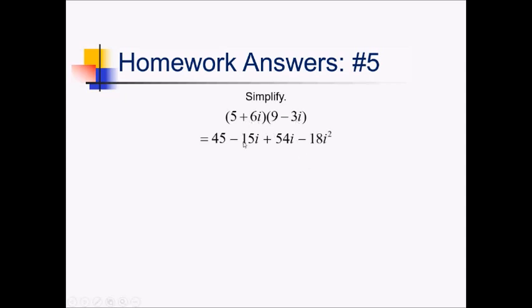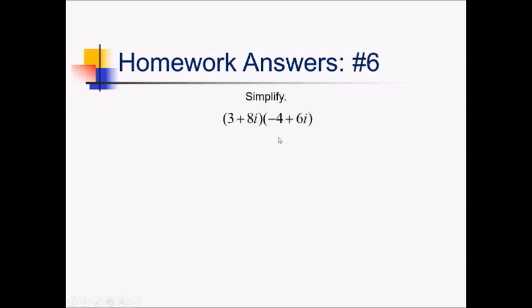So we've got negative 15i and 54i can be combined. That's going to be positive 39i. We still have a 45 there. And this negative 18i squared, well, since i squared is really negative 1, this is a positive 18. And last but not least, 45 plus 18 gives us 63. So we have 63 plus 39i.